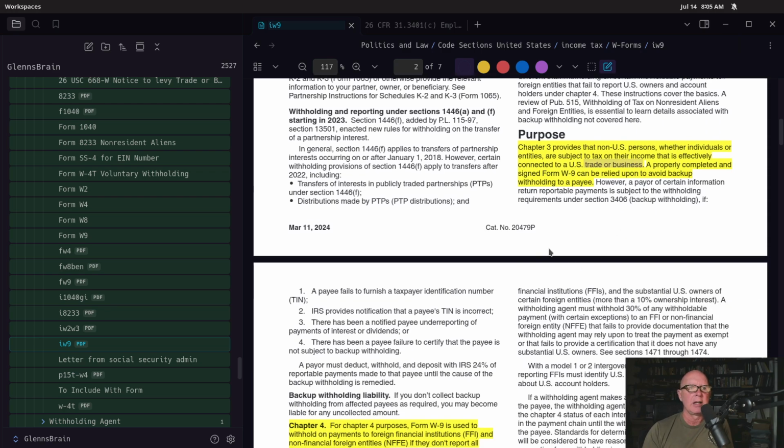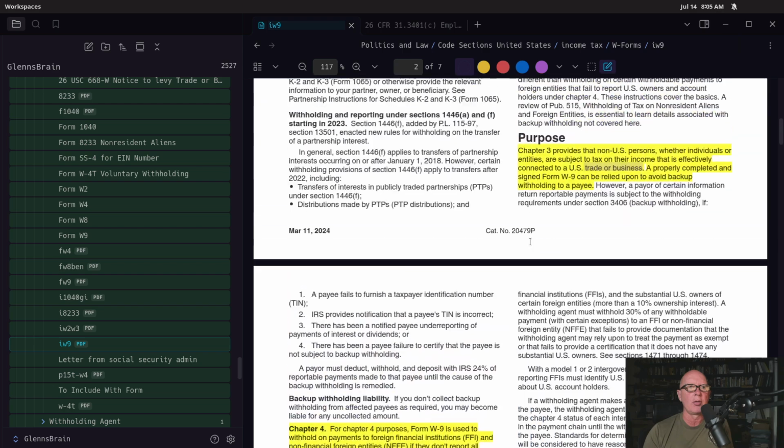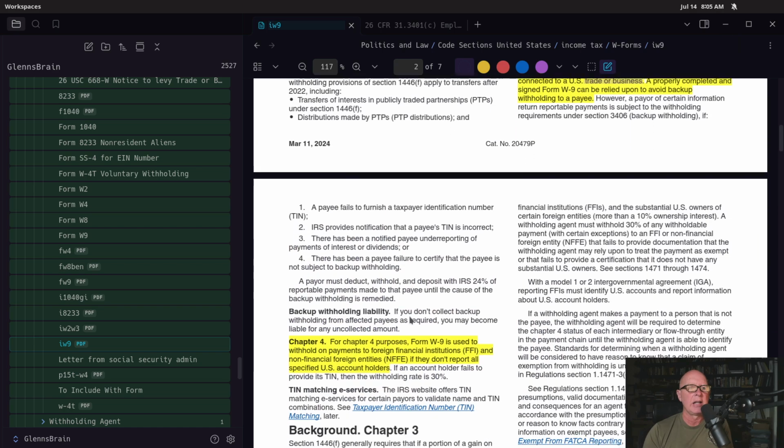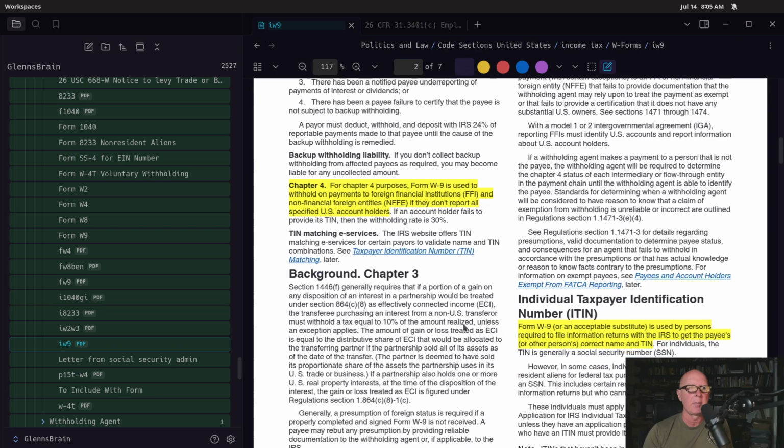So if we scroll down a little bit more, we've got Chapter 4. So this was Chapter 3, now we're on Chapter 4. For Chapter 4 purposes, Form W-9 is used to withhold on payments to foreign financial institutions and non-financial foreign entities. So again, Chapter 4 is for banking stuff, foreign banks, and Chapter 3 is for the non-resident alien stuff where they're making money here and, you know, taking it overseas with them.